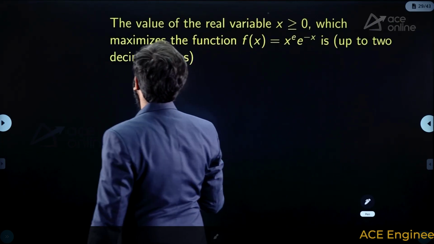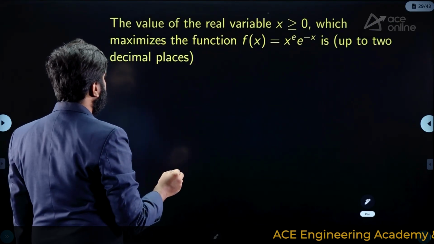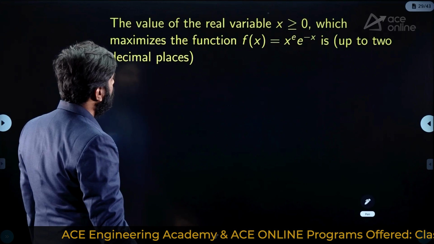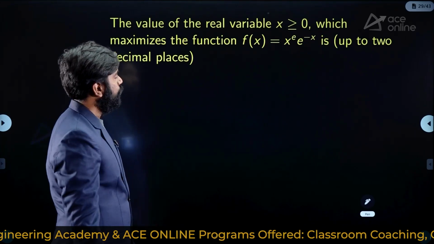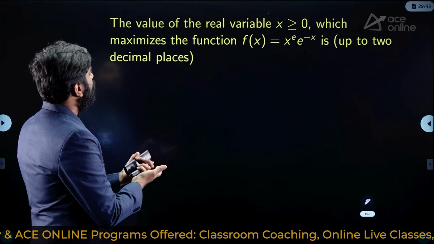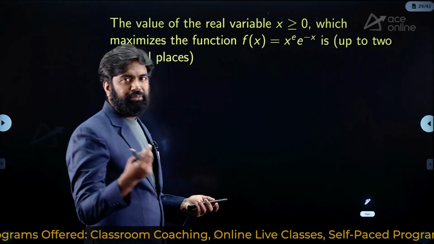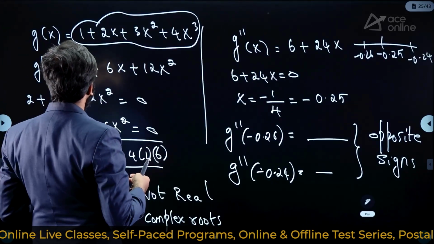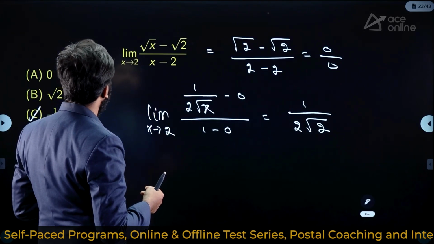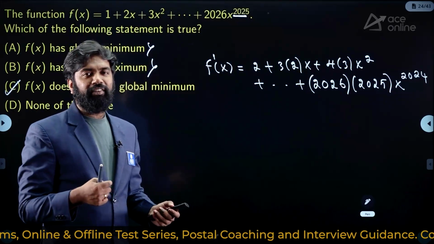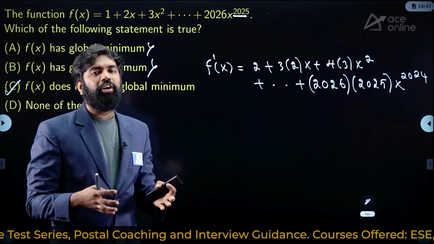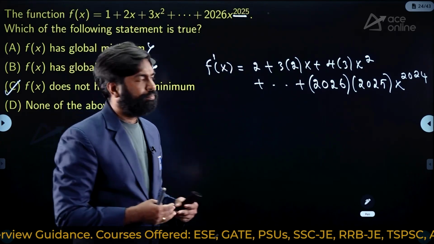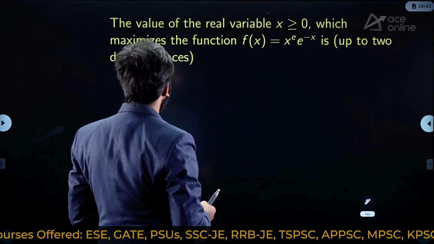Here they say the value of the real variable x, which is greater than or equal to 0, which maximizes the function x power e into e power minus x is. They want to know the value of x for which the function becomes maximum. See how many questions from optimization, maximum minimum: 1, 2, 3, 4 questions they have given from optimization, or we can also call it maxima and minima. So your highest priority should be this topic. Let us solve this question.